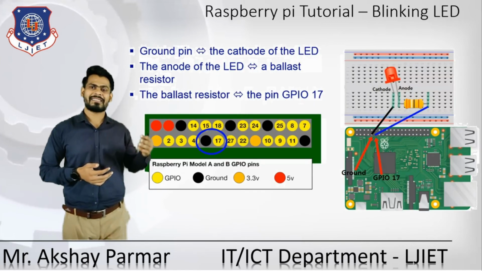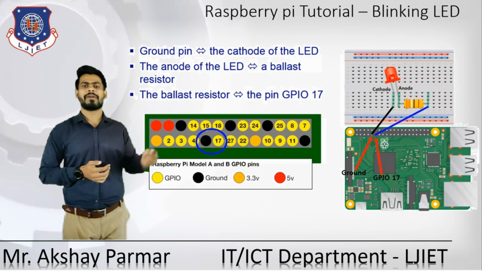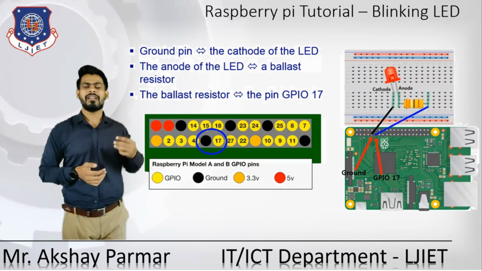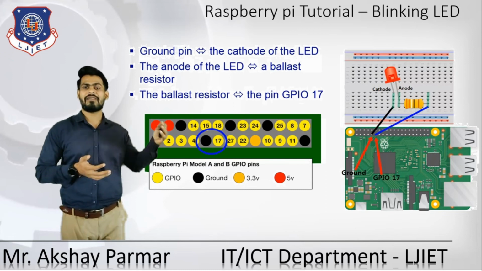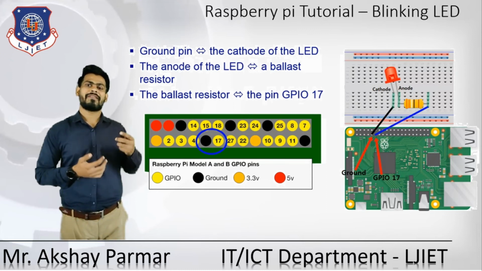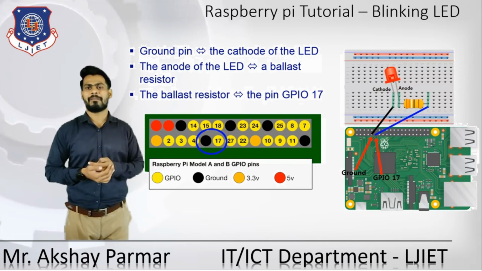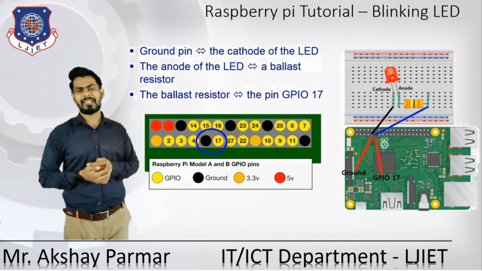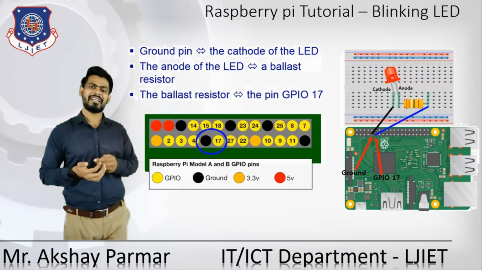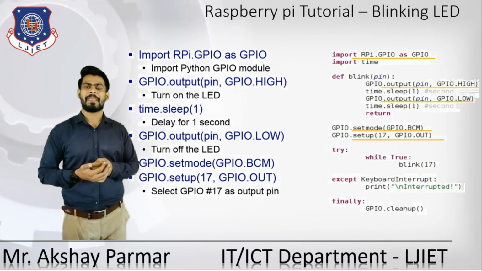The cathode of the LED is connected to the ground pin of the Raspberry Pi, and the anode of the LED is connected to the ballast resistor. With the help of that resistor, we can reduce the power given to the LED and save the LED's lifespan. So we connect the cathode of the LED with the ground pin, and we connect the ballast resistor with the anode of the LED. And after that, the resistor is connected to the power voltage of the Raspberry Pi.